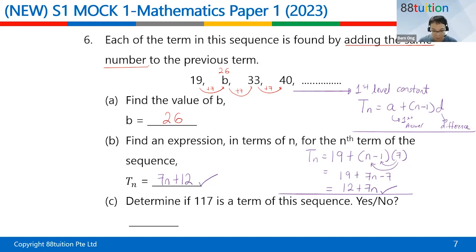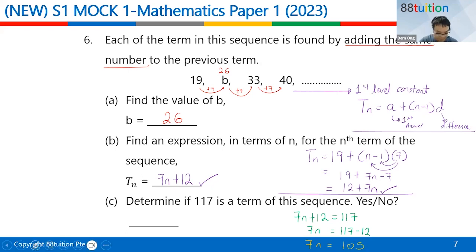Determine if 117 is a term in this sequence, either yes or no. So is 117 an answer? That's what the question is trying to say. You have the formula term n, which is 7n plus 12. Can it give you 117? That's the question. So you go and find the n. Is it possible? 117 minus 12. That will give you 7n is equal to, press your calculator, 117 minus 12, which is 105.